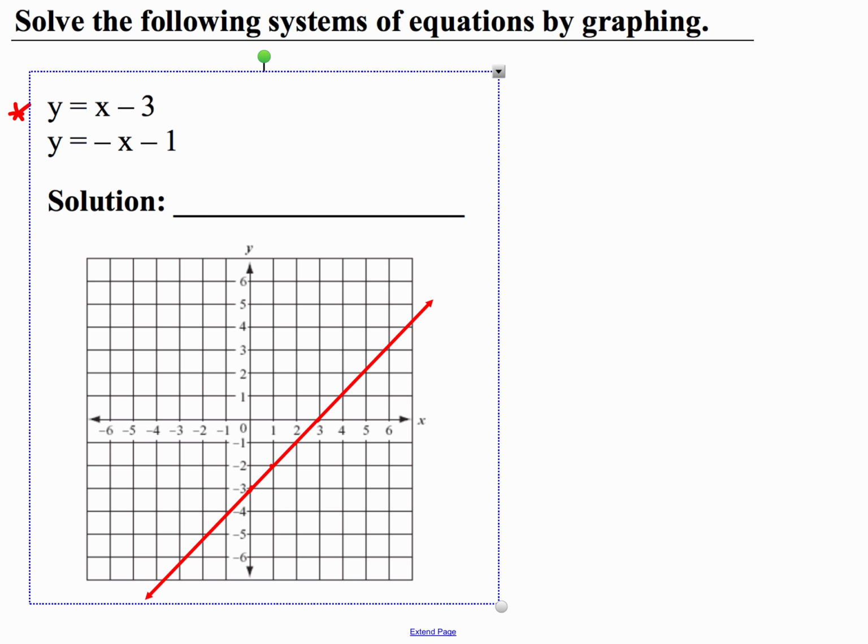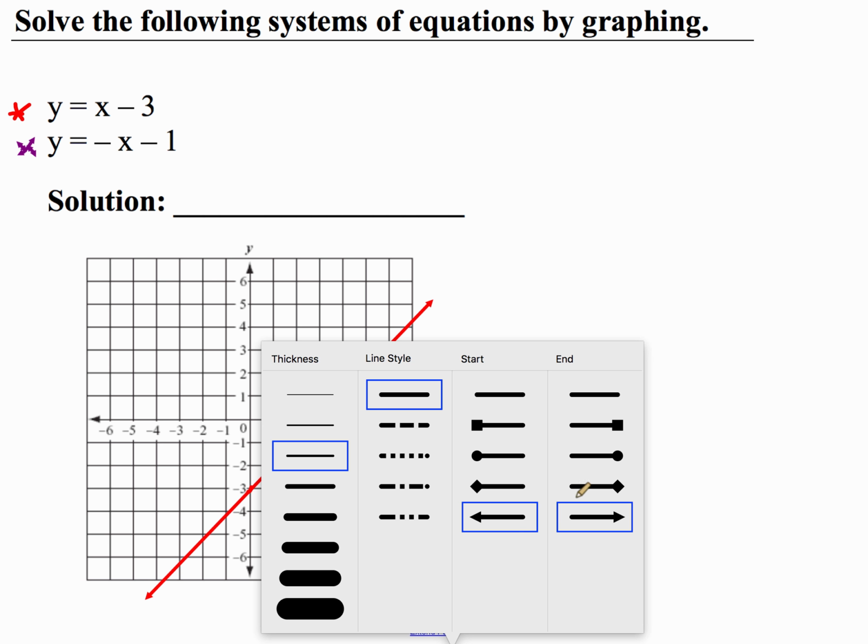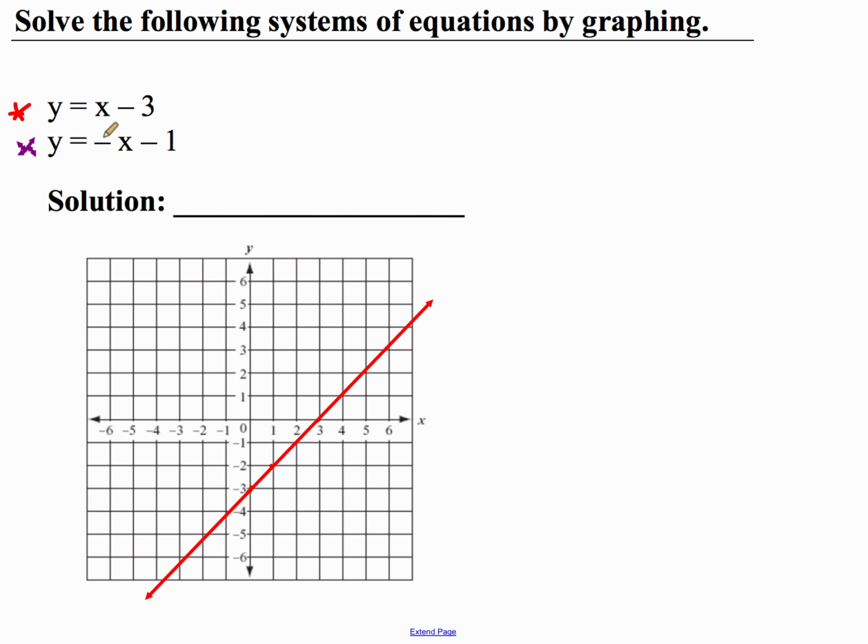Let's go ahead and do the second line in another color. Let's go with purple. So I'm going to change my color to purple, and I'm going to graph this one in purple. This one is y equals negative x minus 1. So I'm going to start at negative 1 for my y-intercept, put my point there. And then I'm going to go down 1 over 1 because my slope here is negative 1. So down 1 over 1, down 1 over 1, down 1 over 1.